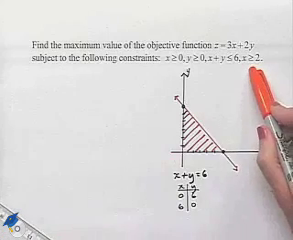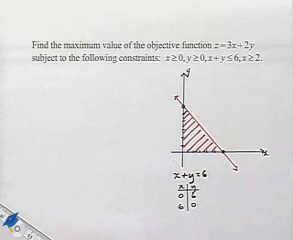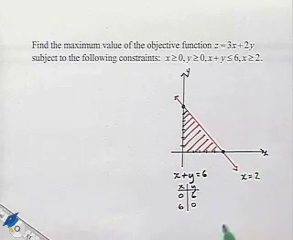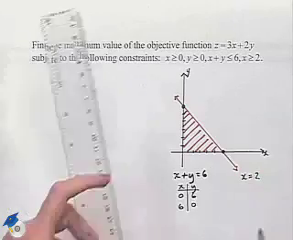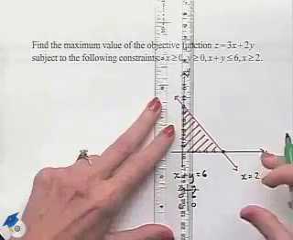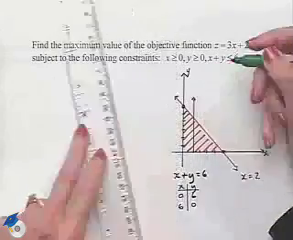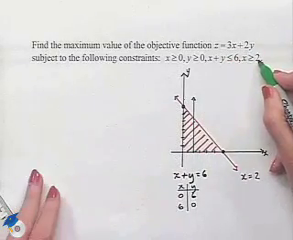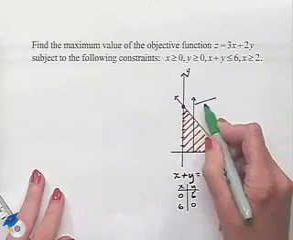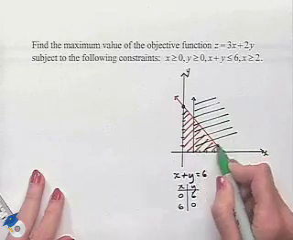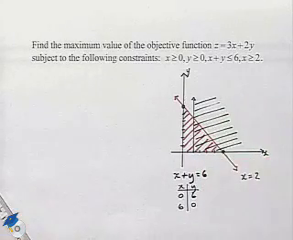Next, let's look at our last inequality. We have x is greater than or equal to 2. We're going to be able to look at the equation x equals 2, which you should recognize as being a vertical line, and that's going to be a border. Next, we want x to be greater than or equal to 2, which means we would have shading to the right to be looking at values that are greater than 2.